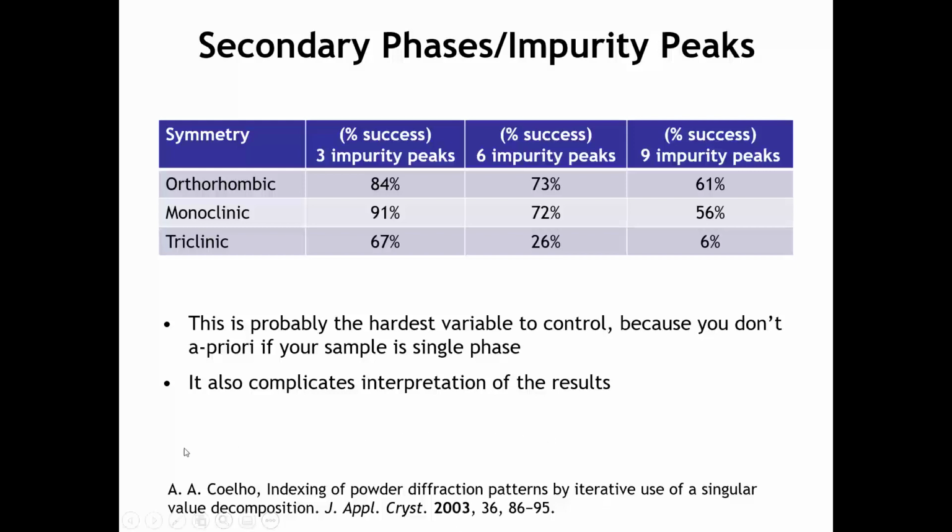In the paper shown here at the bottom, what Coelho did was to take these data sets that were perfect and just introduce some spurious impurity peaks and see what that did to the success ratio.